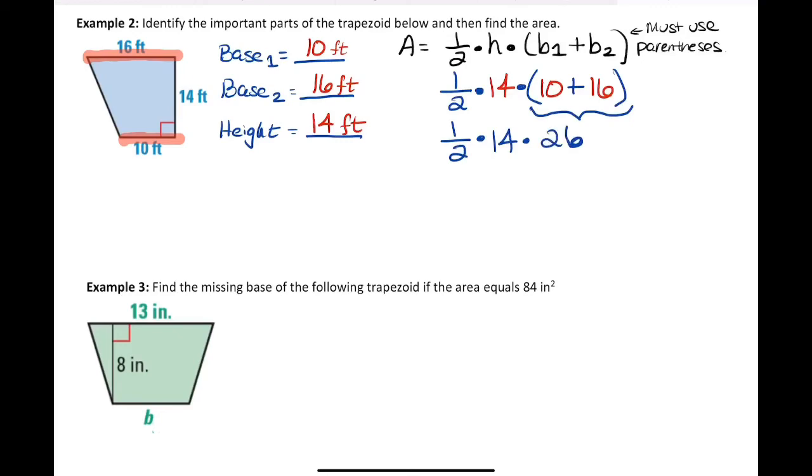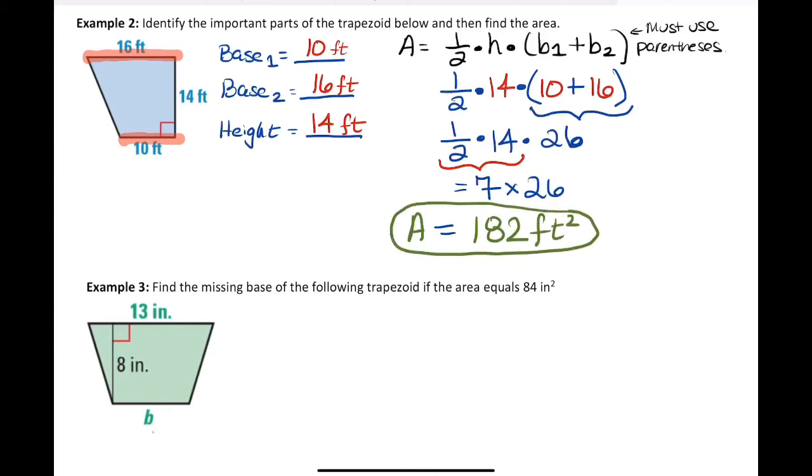You can really go left to right, right to left, start in the middle, go right, and go back to the very beginning. It doesn't matter because it's all multiplication, and order does not matter with multiplication. Now 1/2 times 14 is 7, and then you have 7 times 26. And that gives us an area of what? And I got an area of 182 square feet.